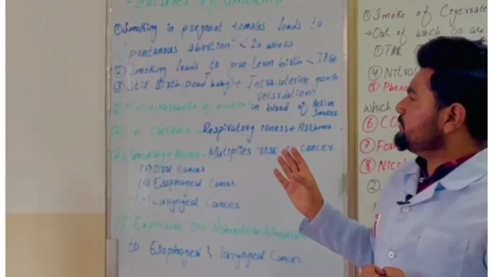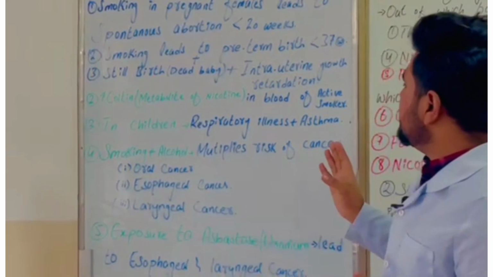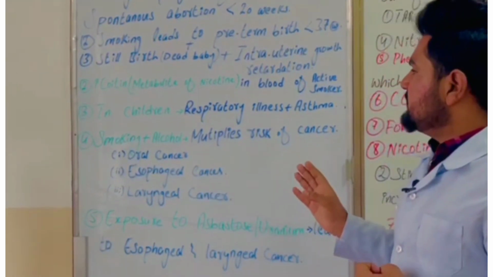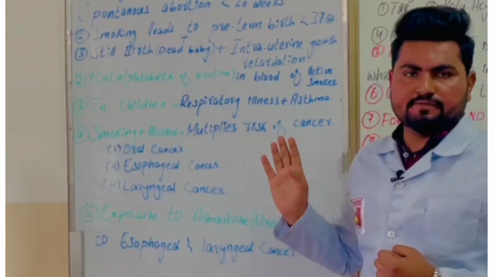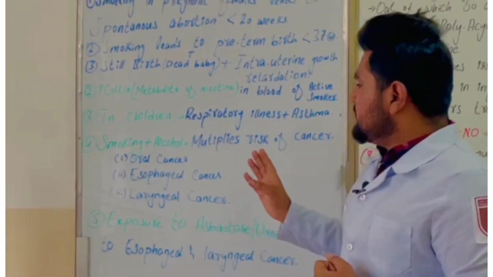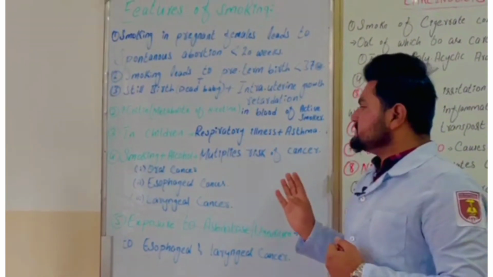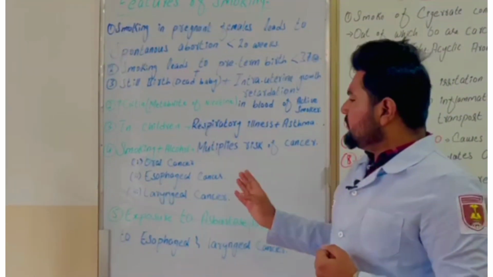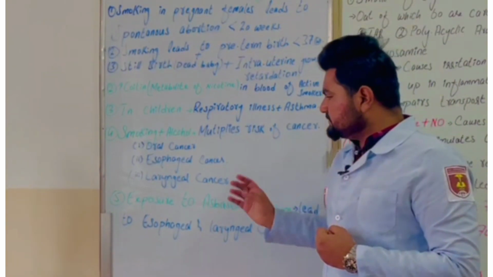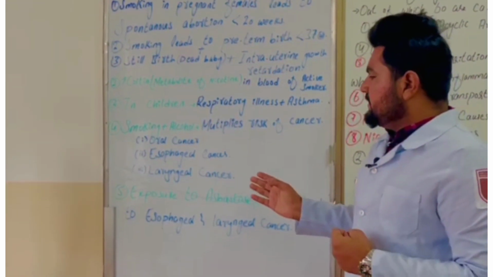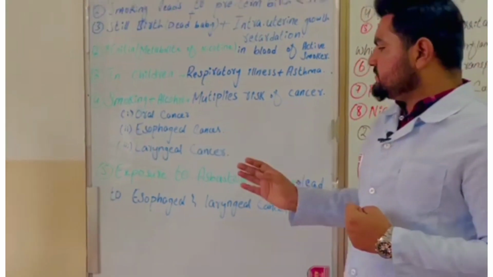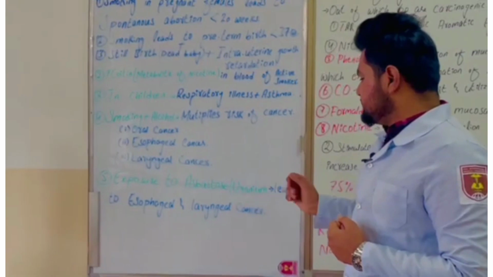Increased metabolism of nicotine in the blood of an active smoker. Number 3, in children, respiratory illness and asthma. Number 4, smoking plus alcohol multiplies the risk of cancer: oral cancer, esophageal cancer, laryngeal cancer. And number 5, exposure to environmental smoke leads to esophageal and laryngeal cancer.